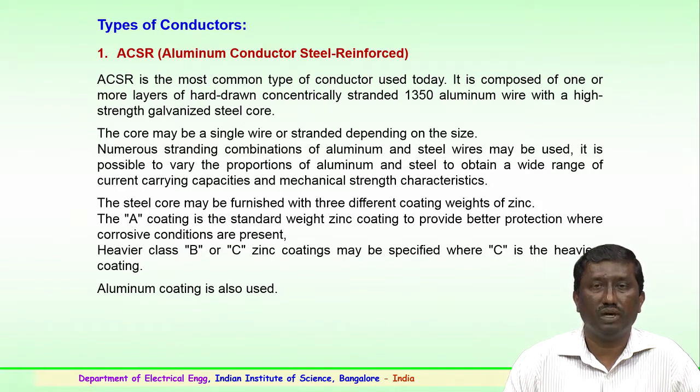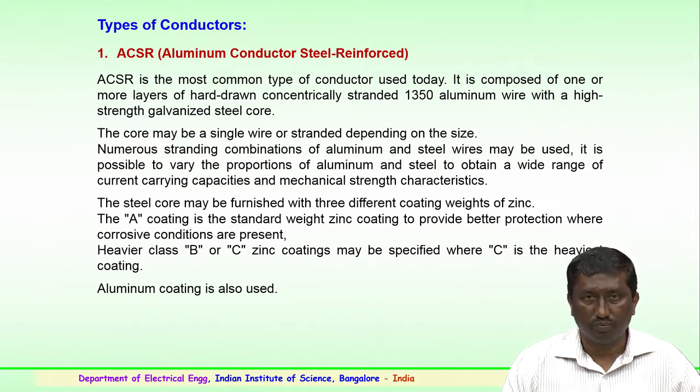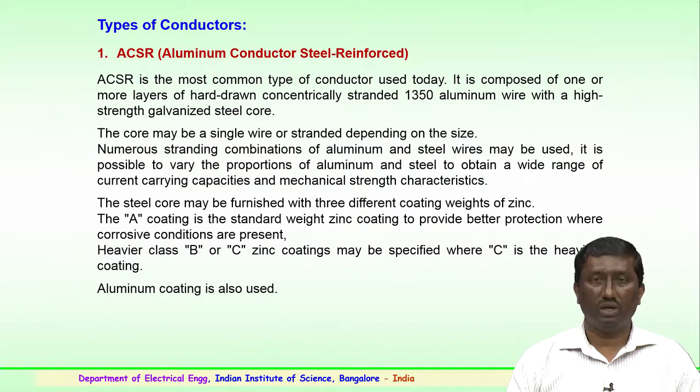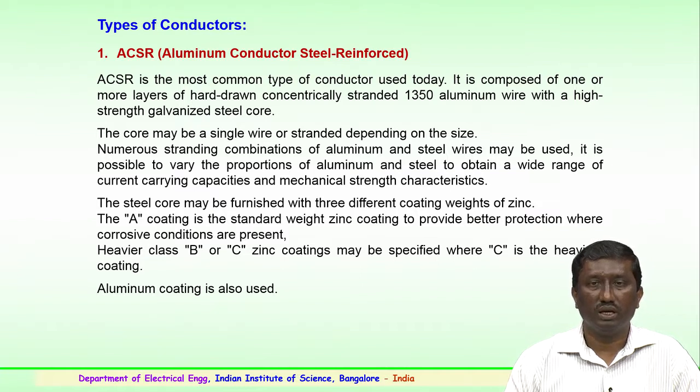The core may be a single wire as mentioned or stranded depending upon the size. So, it could be 3, 7 or many more. We will see how the ACSR conductors come in various types, with different strandings and how many steel cores exist. Numerous stranding combinations of aluminum and steel wires could be used. It is possible to vary the proportions of aluminum and steel to obtain a wide range of current carrying capacities and mechanical strength characteristics. So, that is an important point.